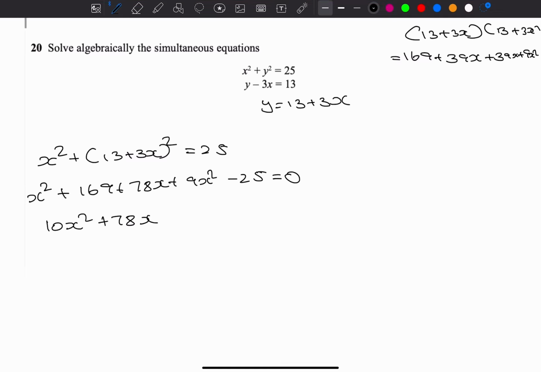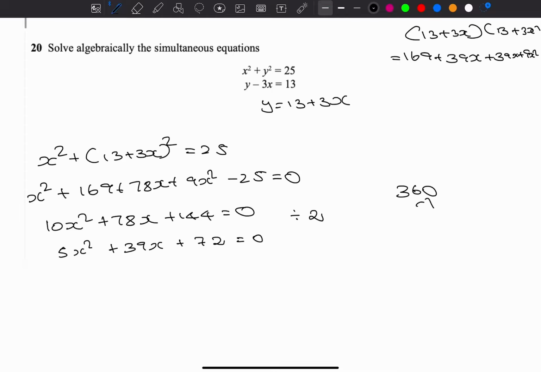169 take away 25 is 144, equal to 0. Then I should always see if I can divide anything by a number. Yes, I can divide it by 2, right? So that will give you 5x squared plus 39x plus 72 equal to 0. 5 times 72 is 360. Factors of 360 that make 39.